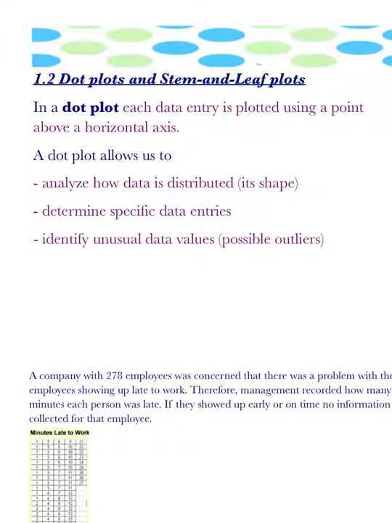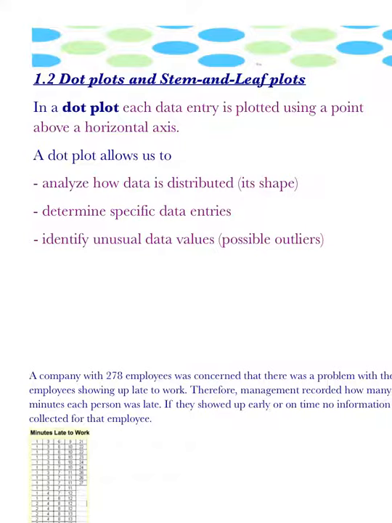Everybody. Today we're in the second section of Unit 1 and we're going to talk about dot plots and stem and leaf plots. So first we're going to talk about dot plots, and in a dot plot each data entry is plotted using a point that lies above a horizontal axis. A dot plot allows us to analyze how that data is distributed, which is also called the shape, either skew left, skew right, or no skew.